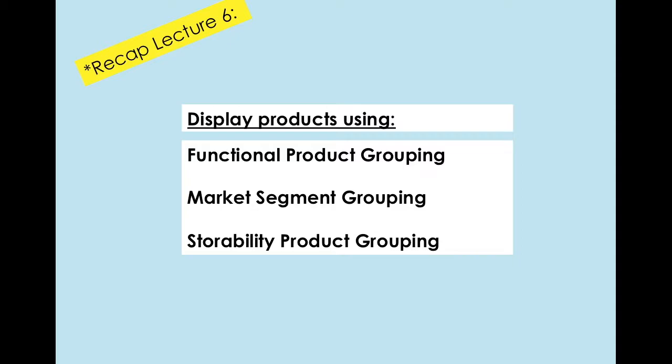And how visual merchandisers actually group how they display their products. There's functional product grouping according to the functions of the merchandise. For example, your pasta with pasta sauce. Market segment grouping for items that's used by the same market segment like diapers and formula in the same aisle in the supermarket. Storability product grouping, which means how a product is being stored. For example, things that are hung are all displayed together, things that are folded are all displayed together.